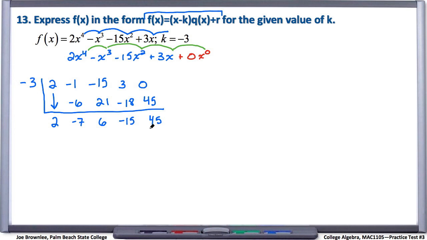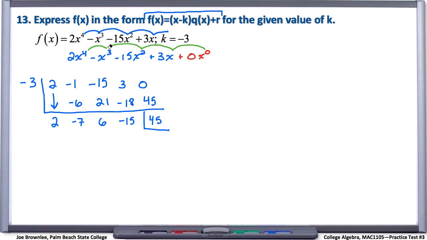And we know that whatever the last number here is will be our remainder. So I like to kind of section that off. All right, so to the left here, what we have is our answer, except we are missing our x terms, so we have to fill them in.